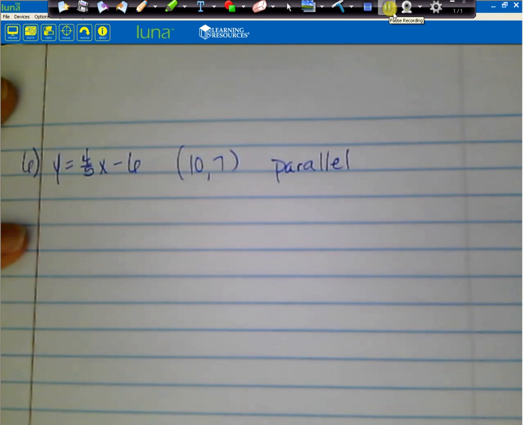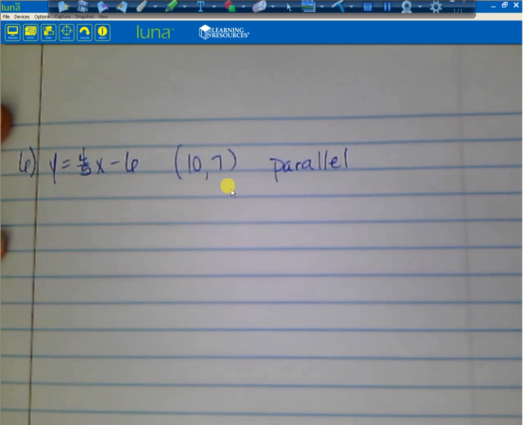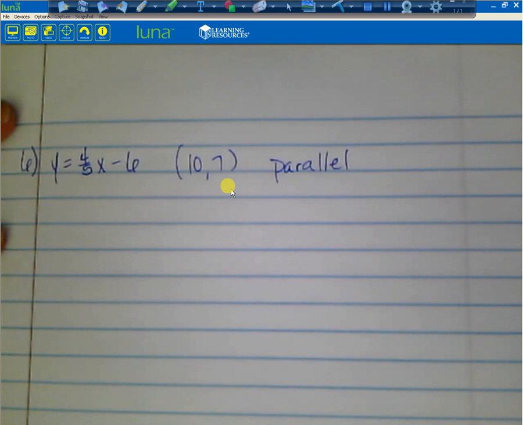All right, so on number 6, you've been given the equation, the point, and then we know that we're looking for a parallel line. Those of you that feel comfortable with it right now, I want you to go ahead and take this one and run with it. It's going to look just like number 4. Plug this into point-slope form and solve for a line that's going to be parallel to this line in slope-intercept form. So it's going to have the same slope, and it's going to pass through the point (10, 7). Go ahead and pause the video now and try this one on your own.